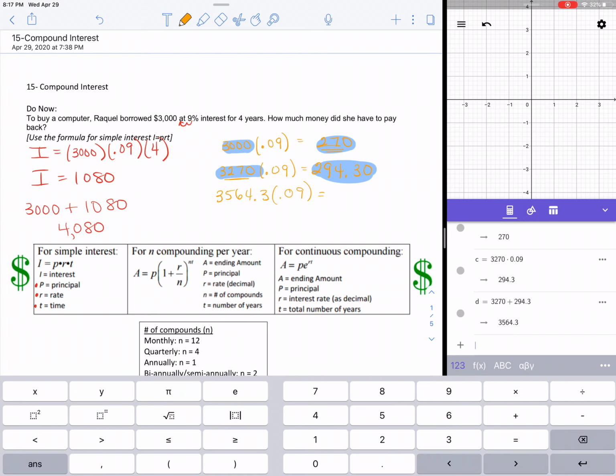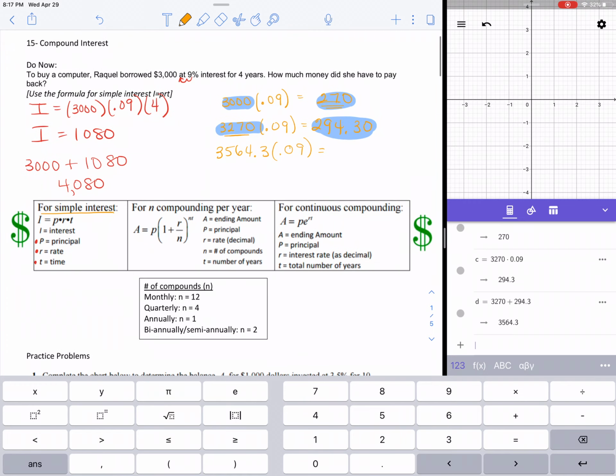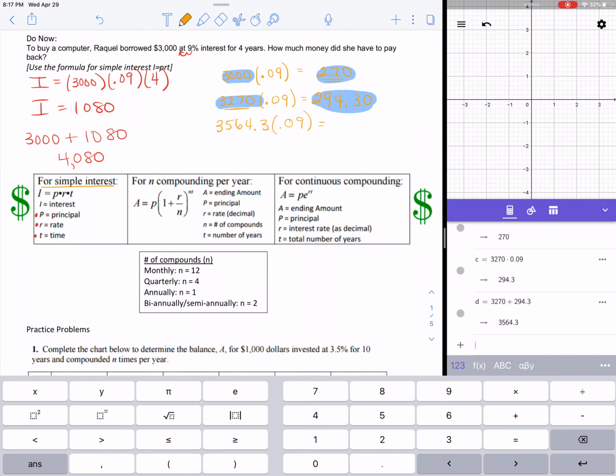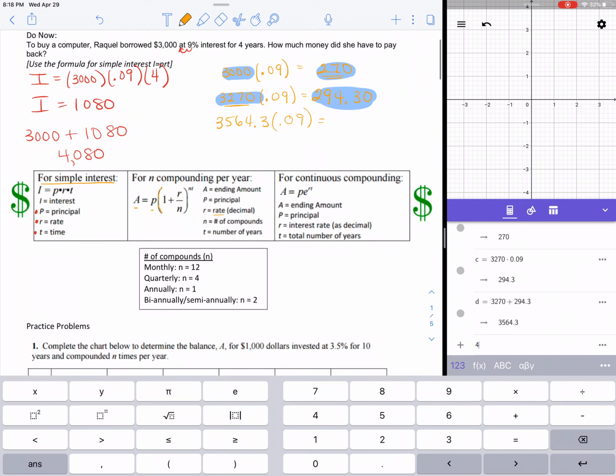So the simple interest, we just discussed the formula for. Compound interest, here's the formula right here. To get the new amount, that's the A, you take the principal, the amount you start with, and you times it by 1 plus R over N. R is the rate as a decimal, like we've been doing. N is the number of compounds per year. And then T is the number of years. So let's talk about that N.